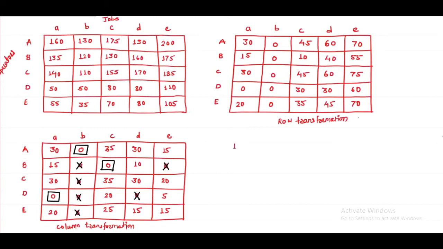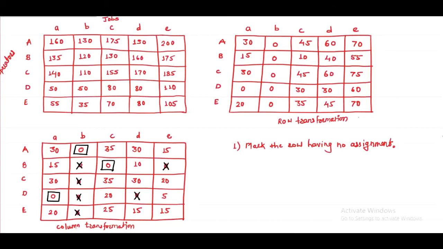So the first step is mark the row having no assignment. So if we consider this particular matrix, that is, this is the last step. After the column transformation we only get the 3 assignments. Now this is our matrix. So the first step is mark the row having no assignment.